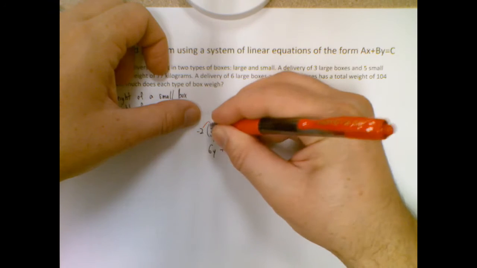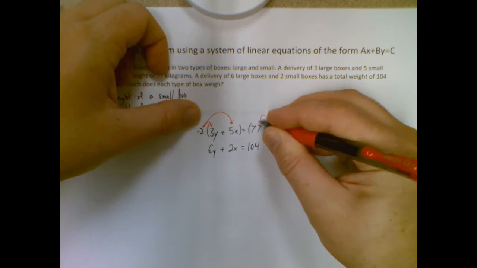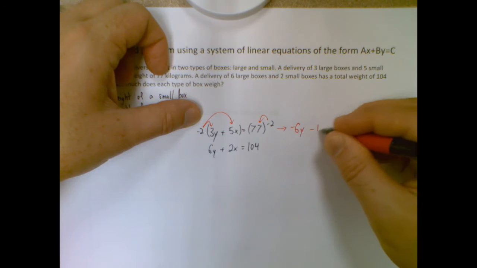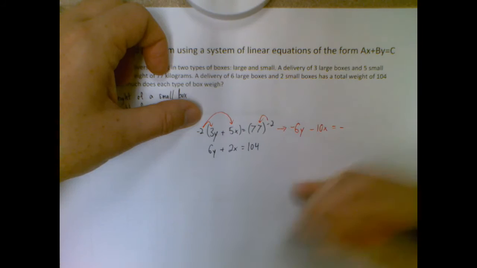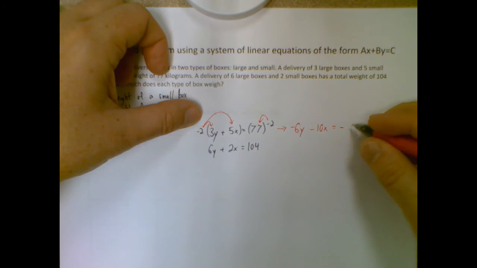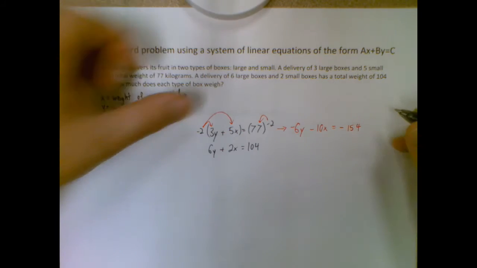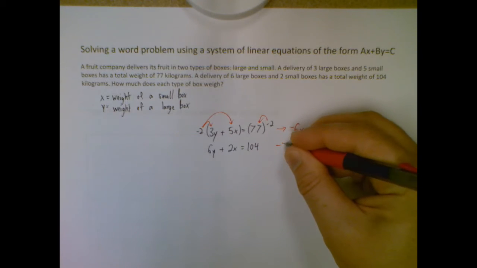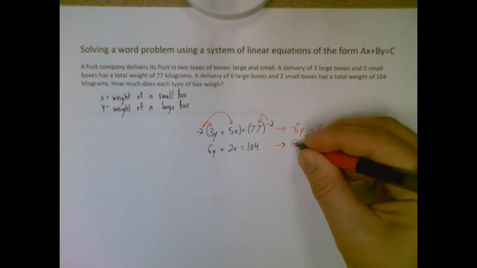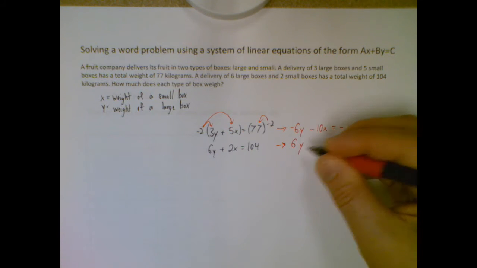So if I switch this one, I end up with -6y, because I'm distributing to all 3 things. So minus 10x equals negative 154, unless I am much mistaken. And then this one, I don't need to do anything to, so I will go ahead and leave that alone.